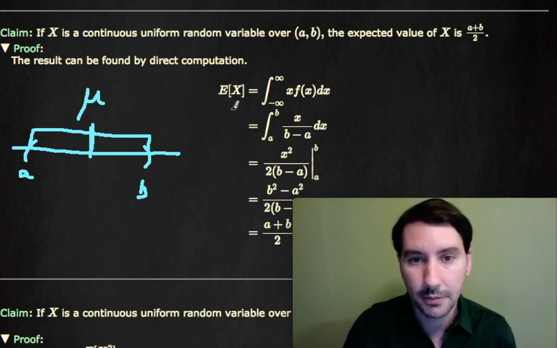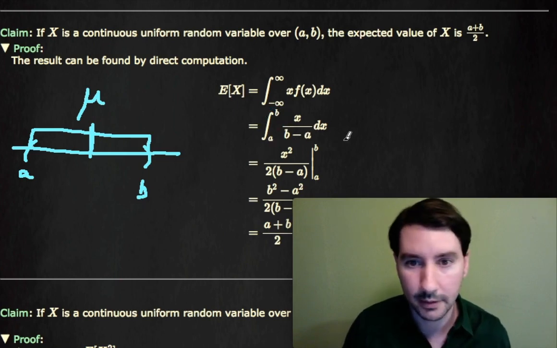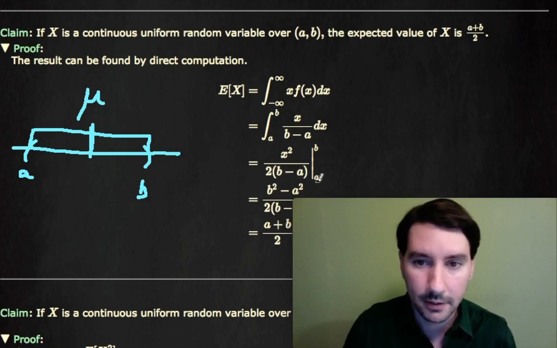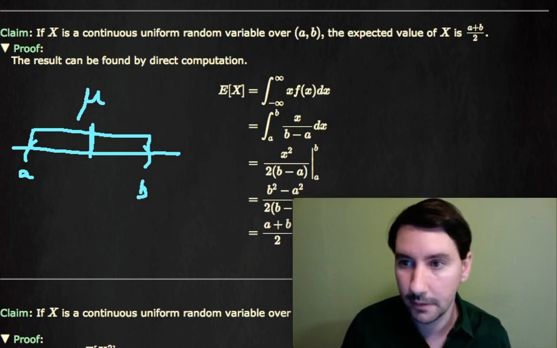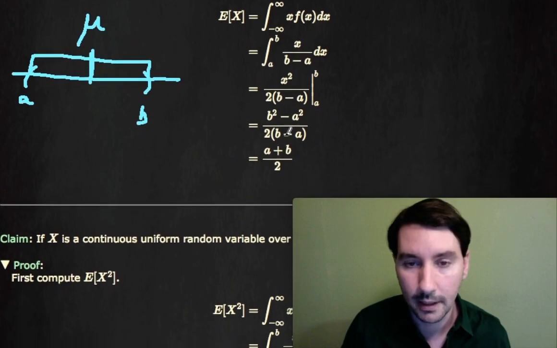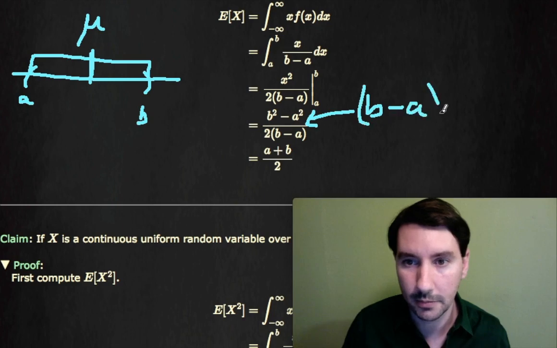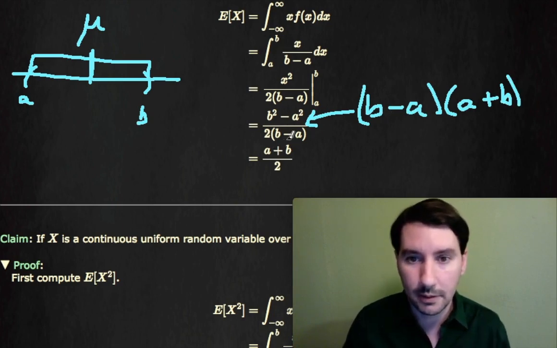You can find it by direct computation. So the expected value of X is the integral from negative infinity to infinity of x f(x) dx, which is only non-zero from a to b. So it's the integral from a to b of x/(b − a) dx. And that's x²/2, and the denominator still has b − a. It's evaluated from a to b. So it's (b² − a²)/(2(b − a)). And factoring that, b² − a² is (b − a)(a + b), which gives you (a + b)/2, because you can cancel a (b − a) with a (b − a).